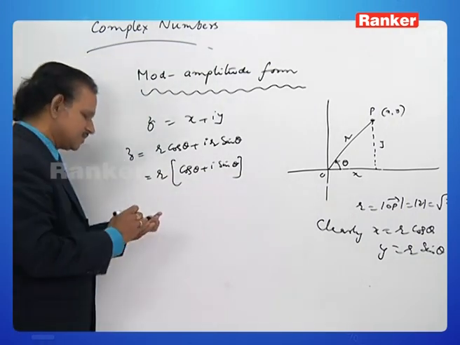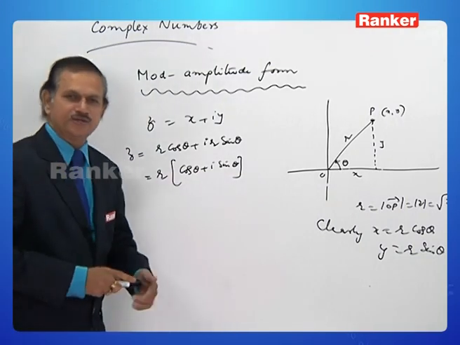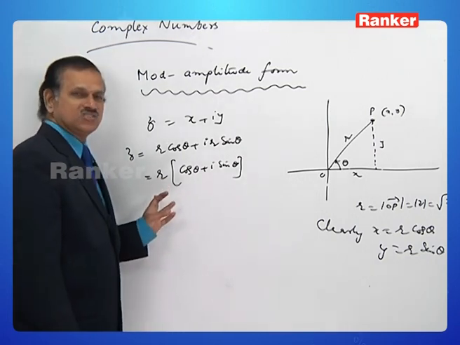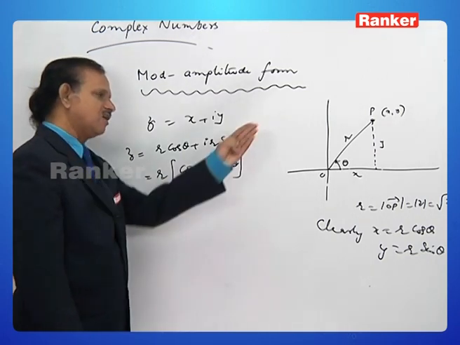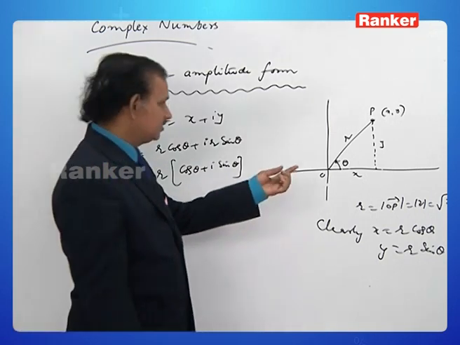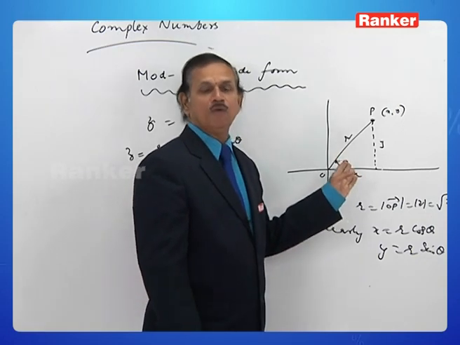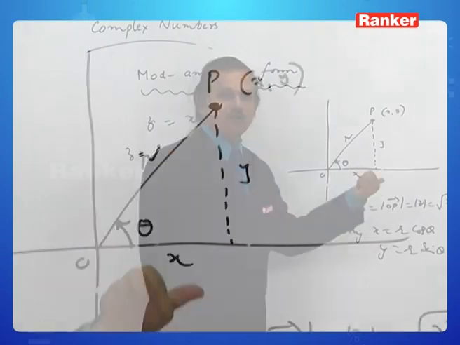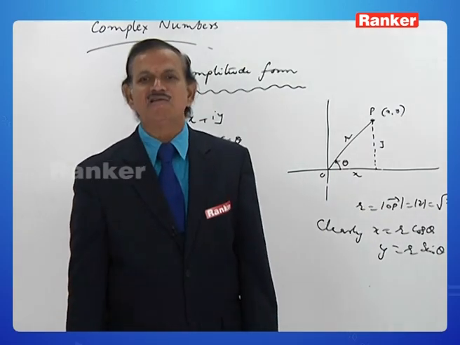This form is of course called the mod amplitude form because the letter r involved in this representation is nothing but the modulus of z, and theta, the angle made by OP with the positive x-axis in the positive direction, is called the amplitude of z.